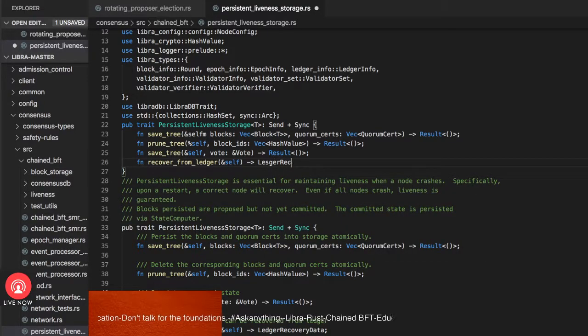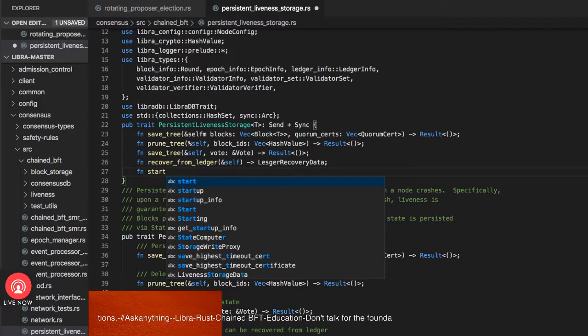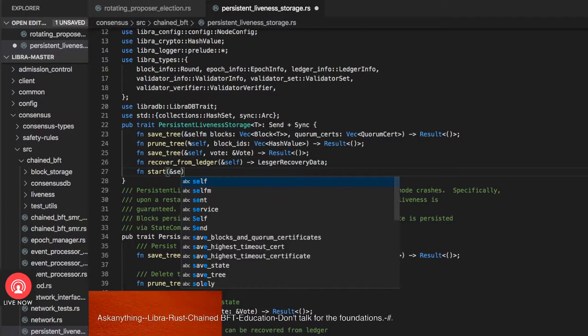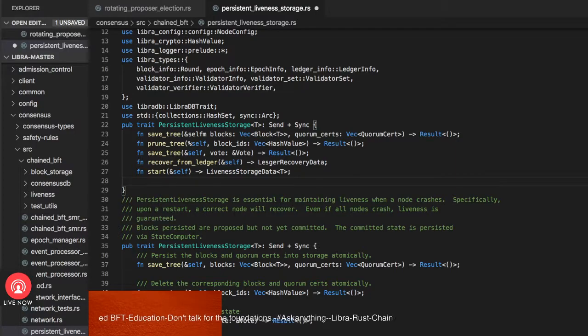So you have this recovery data. Then you need to start this self liveness store data. These two kinds of functions recover data: the recover function and the start function. One is for constructing data that can be recovered later, and the other one is for constructing the necessary data to start consensus.